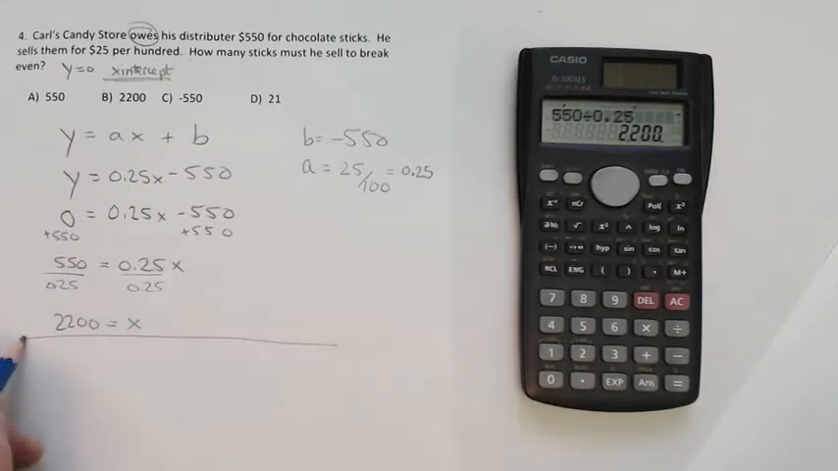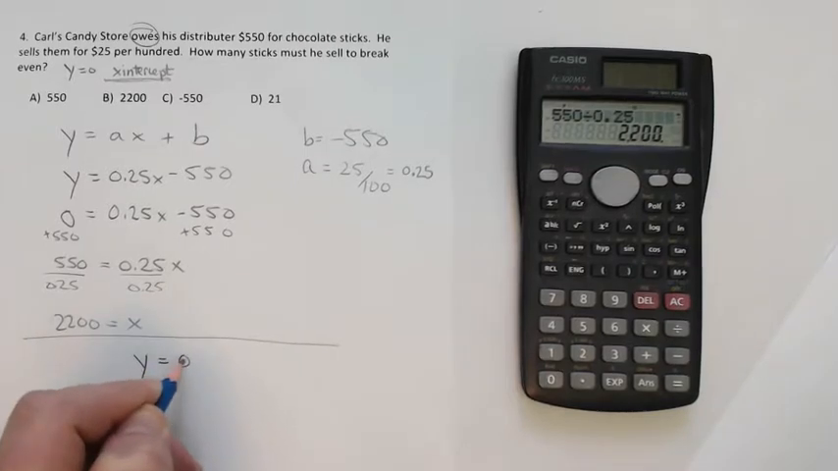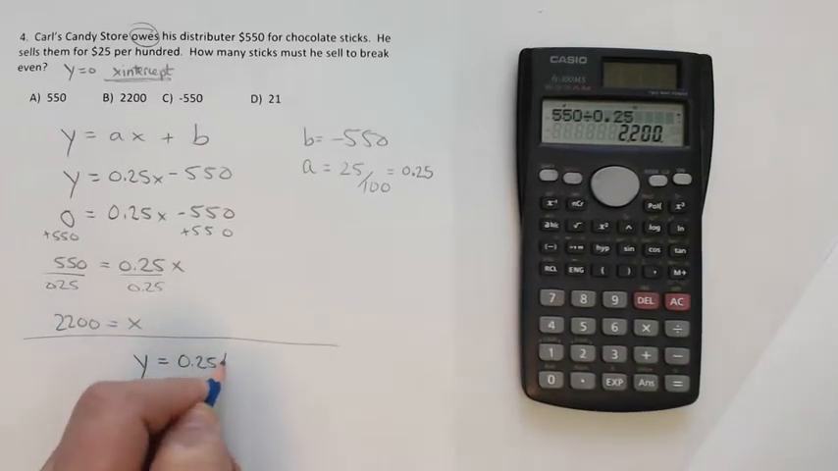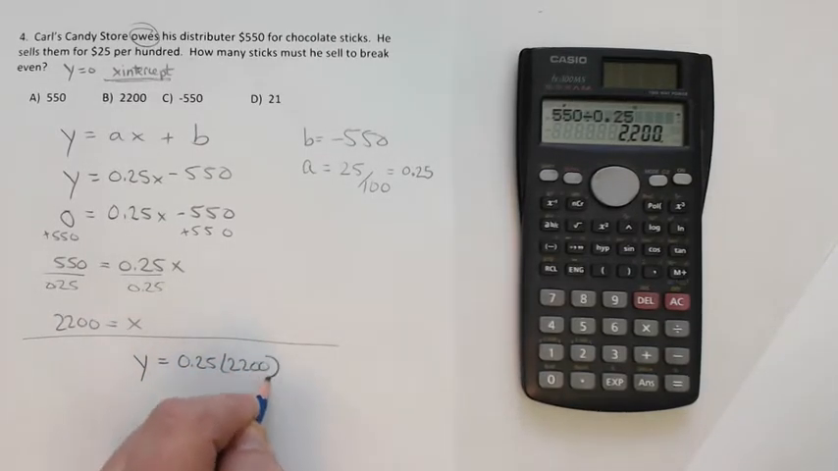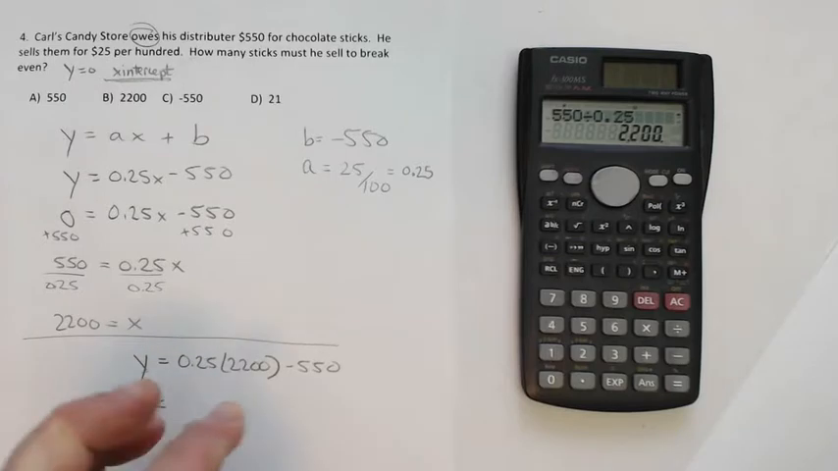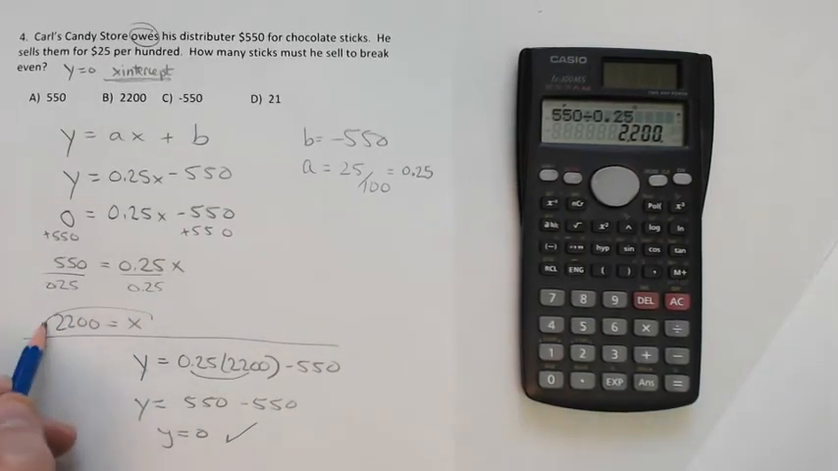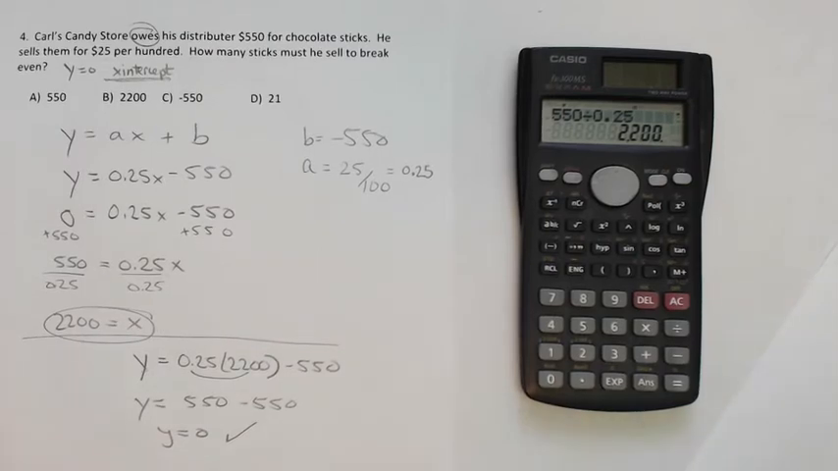You want to see what that looks like? Watch it here. y is equal to 0.25. Let's plug that in. 2,200 minus 550. This is what we're shooting for. We want to see if we can get this to come to 0. And when you do that calculation, you're going to get this, which is what we're looking for. So I verified my work here. Basic question on x-intercept.